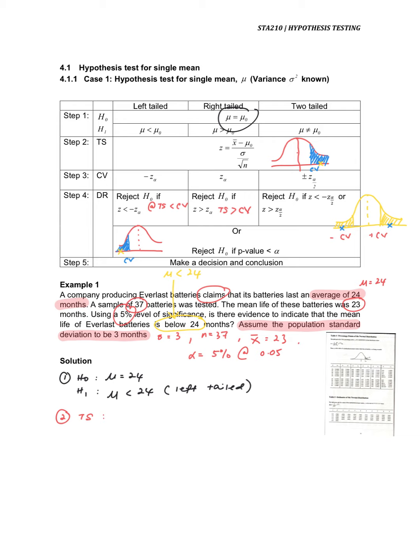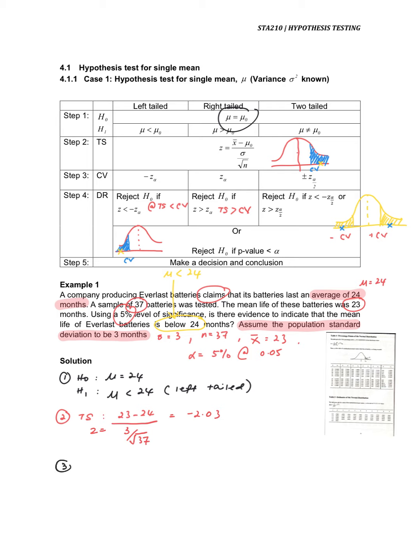Okay, so our x bar tadi adalah 23. So 23 minus mu naught, our mu naught is 24, divided by sigma. Sigma tadi kita dah tahu it was 3 months. Okay, assume the population standard deviation to be 3 months. So our sigma is 3. So 3 over square root n. So our n is 3 over square root 37. Okay, we will get the value of Z here, Z here is equivalent to negative 2.03.